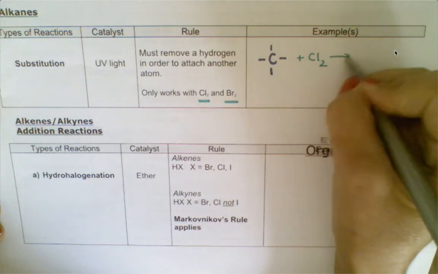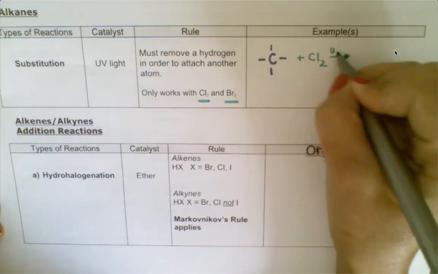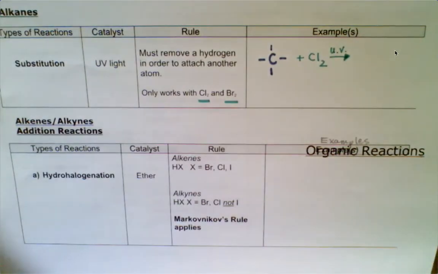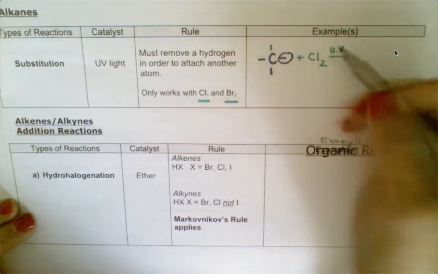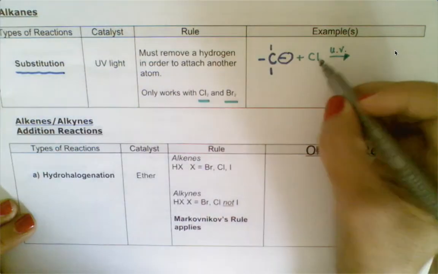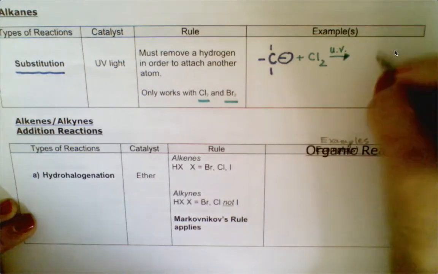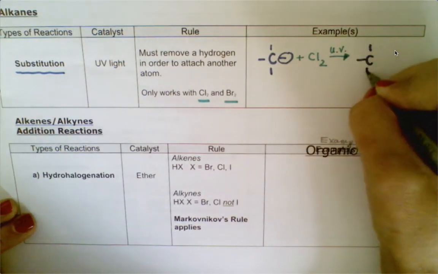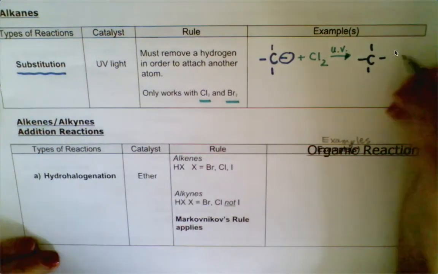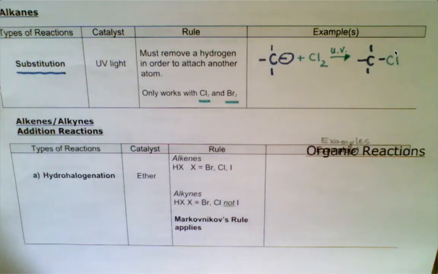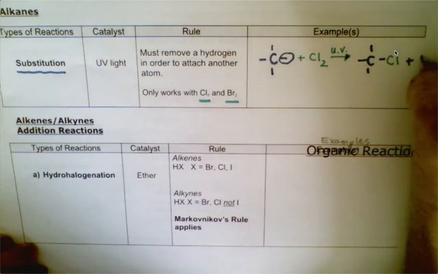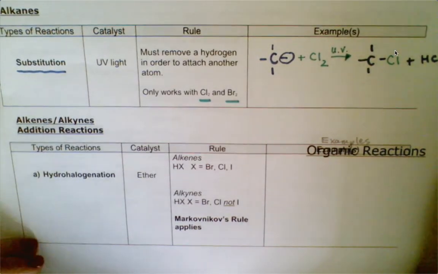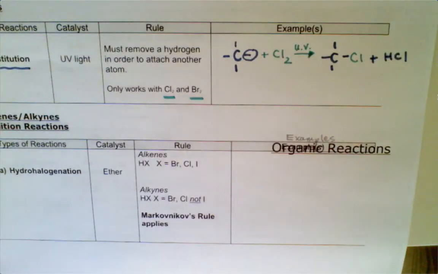Now, in this case, like they mentioned, you need to have it in the presence of UV light, and we usually write the catalyst over top of the arrow. One of these hydrogens gets substituted. So that's what it means by substitution. One of the chlorines will take its place. And what happens to that other hydrogen and chlorine is that they hook up to form a secondary product called hydrogen chloride. Okay? And so that is known as a substitution reaction. Let's take a look on the video how that works.